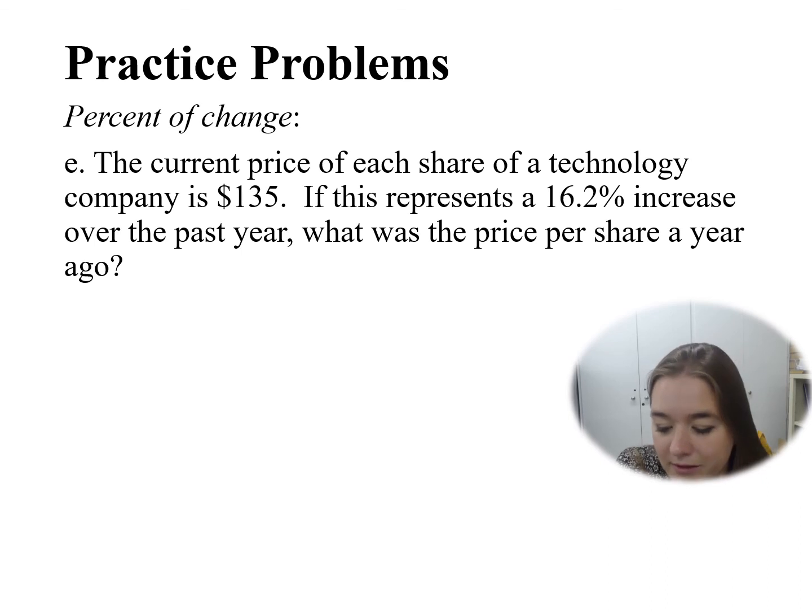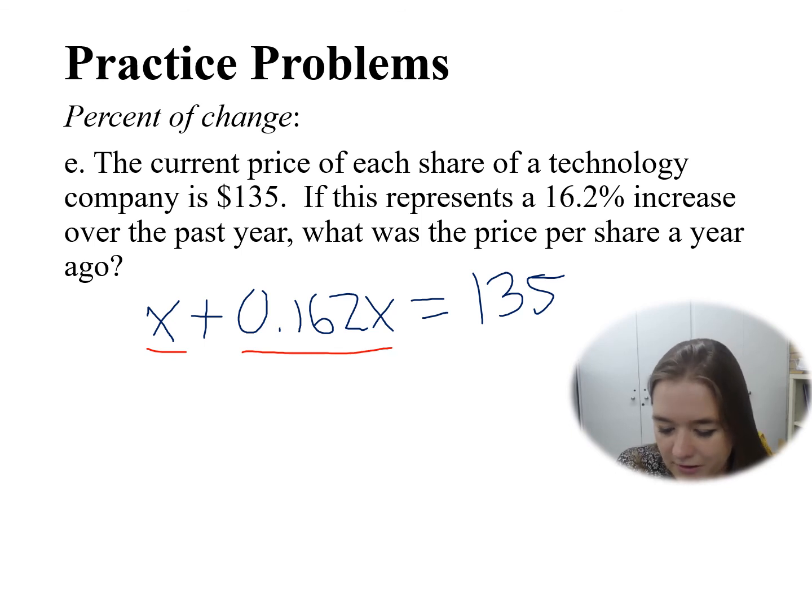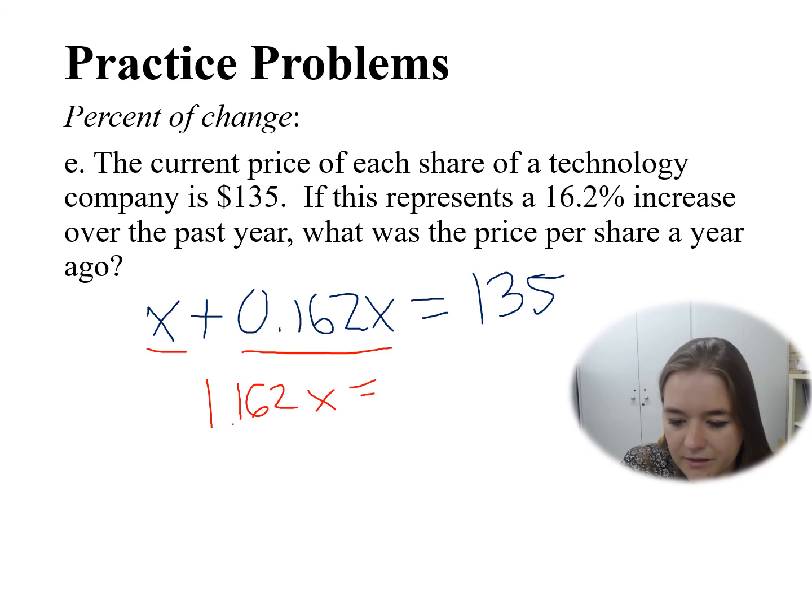What I'm going to do for this one is I'm going to write an equation. I have some unknown value plus a 16% increase to that value. So a 16.2% increase is times 0.162. And that's going to give me my current price of $135 per share. This shows me that my original plus that increase gives me the current value. So now what I'm going to do when I combine my like terms over here, I get 1.162x equals 135.